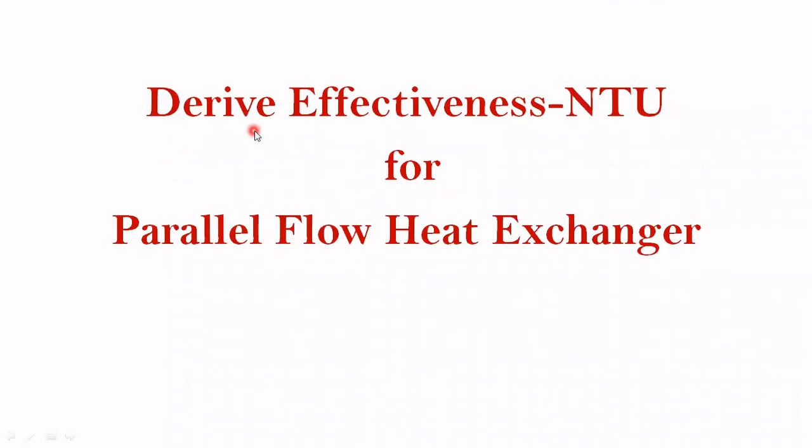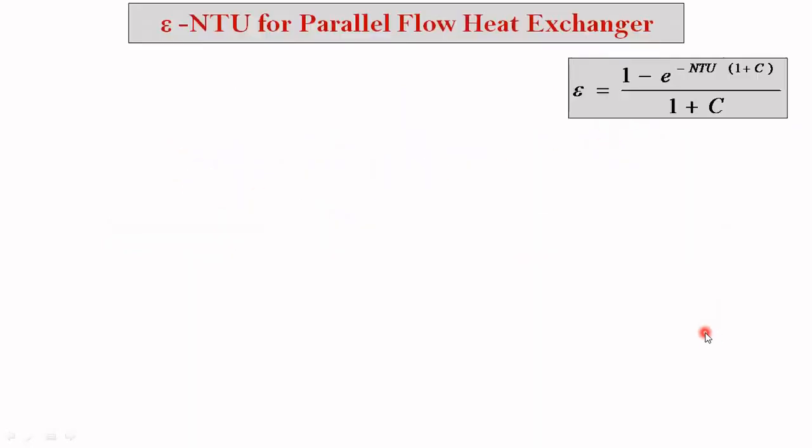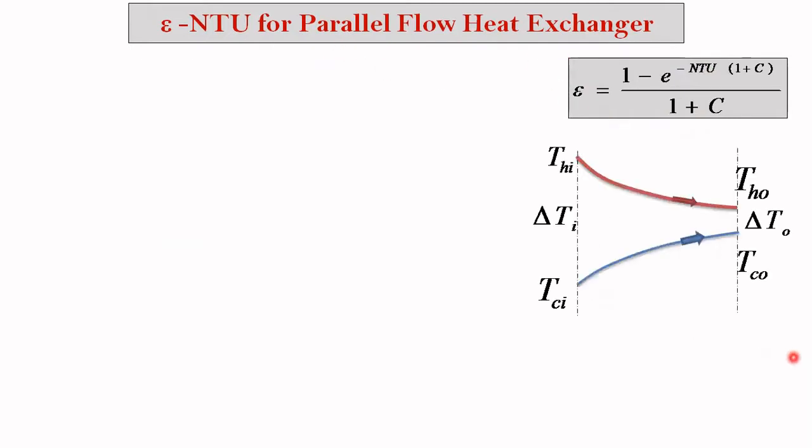So now let's derive the effectiveness-NTU relation for the parallel flow heat exchanger. The equation for effectiveness will look like this: 1 minus e raised to minus NTU times (1 plus C), upon 1 plus C. We will now derive this expression for the parallel flow heat exchanger. So this is the temperature profile for a parallel flow heat exchanger. This is the inlet section.